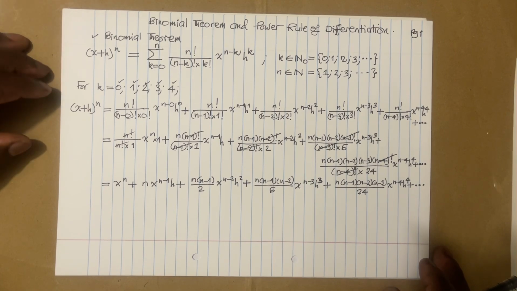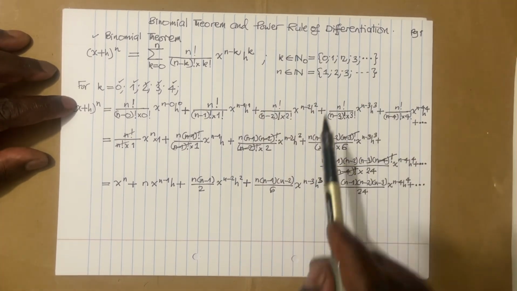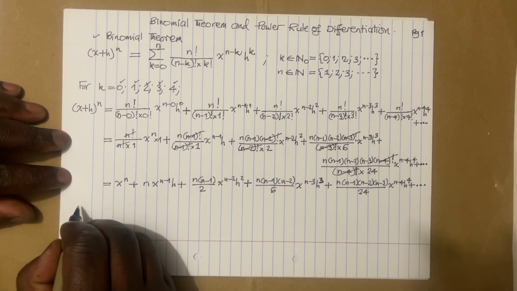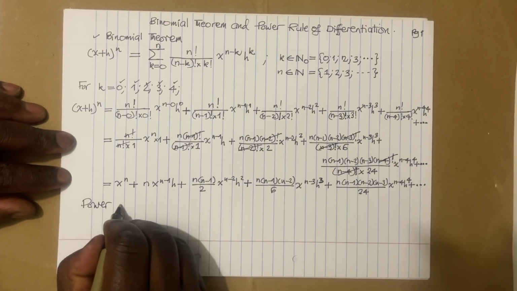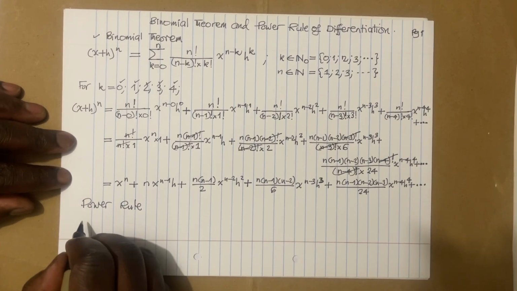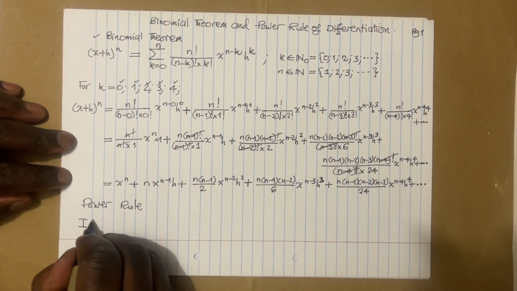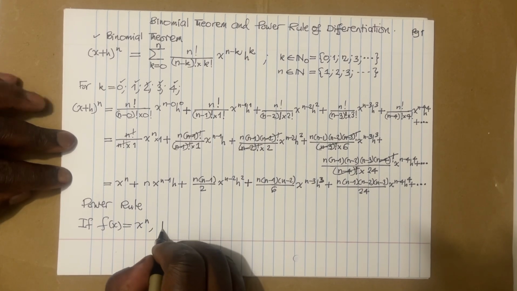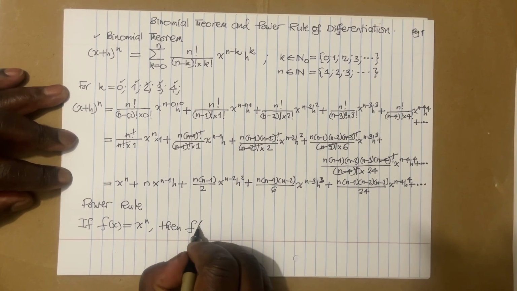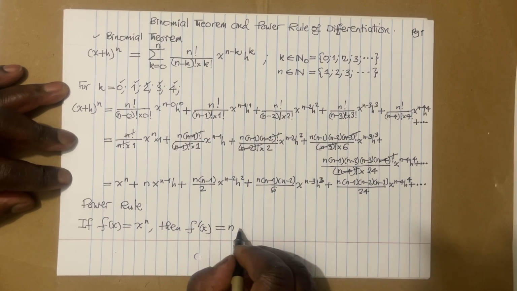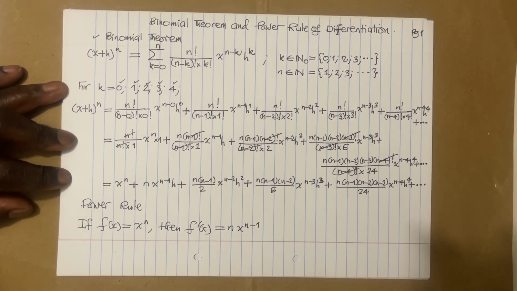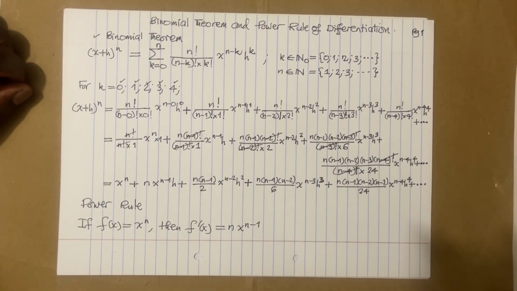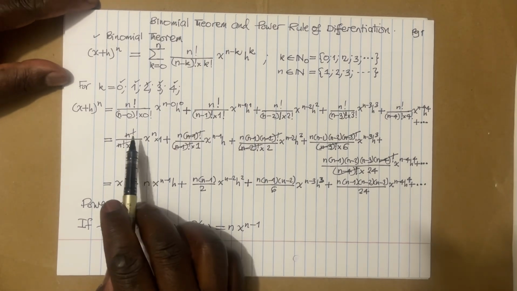What I want us to look at now is to go straight to the power rule of differentiation. So let me remind you what the power rule says. The power rule says if f of x is equal to x power n, then f prime of x is equal to n x power n minus 1. This is what the power rule is. And for us to prove this, we're going to need this expression here. That's why I've had to teach you the factorial notation first.